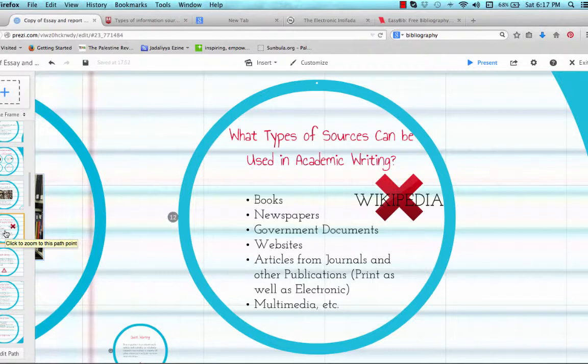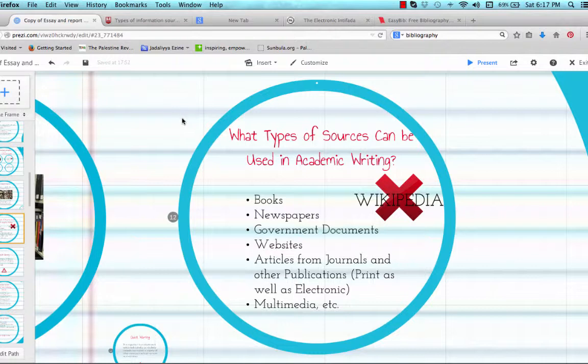So what types of sources can be used in academic writing? Now, keep in mind, if you are doing your own research for your own interests, I don't care what type of sources you use. You can use Wikipedia, you can use whatever you want. But in terms of academic writing, and remember what academic is? We went through this in the very first unit, academic versus non-academic. So in academic writing, what types of sources can be used?